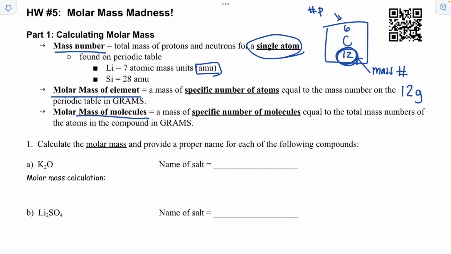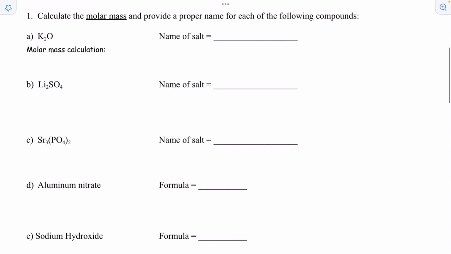Lastly, you can have the molar mass of molecules. If you have multiple elements together in a molecule or a compound, you can add their individual molar masses together to get the total molar mass of the molecule. So let's look here, and we will do that together. First, we have potassium oxide.